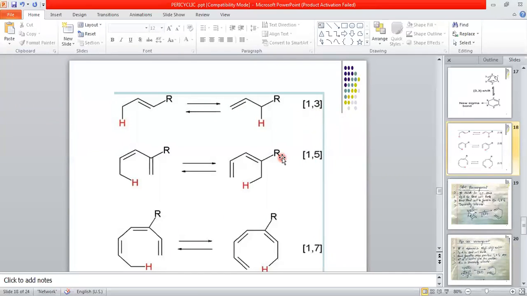Now what is 1,5? You only have to understand that it means there will be transfer of a group from the 5th position to carbon number 1, or from the third to the 1. So again here you will see 1, 2, 3, 4 and 5. So for 1,5, firstly what will you do? This double bond you will shift to this side, so here there will be a double bond. Now this particular bond will shift to this side. So it will be 1,7 also.